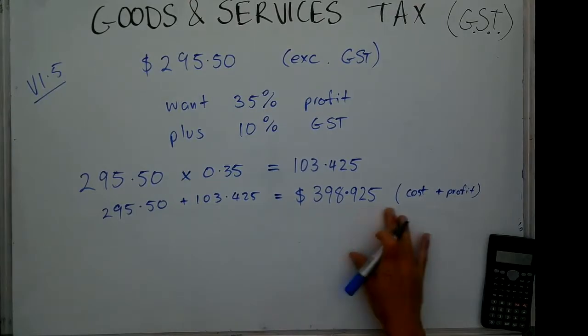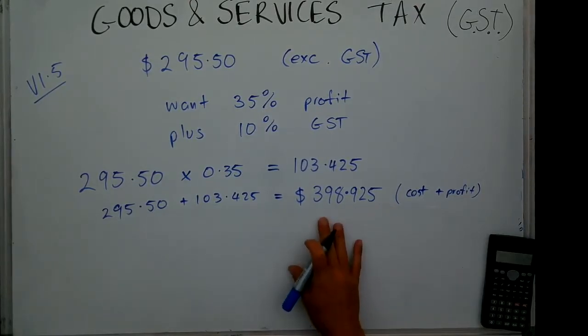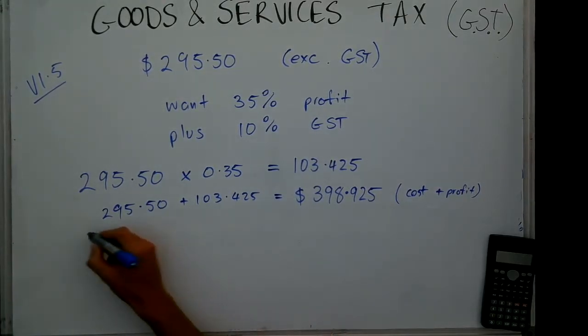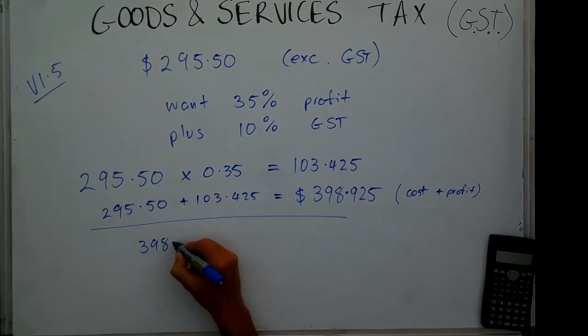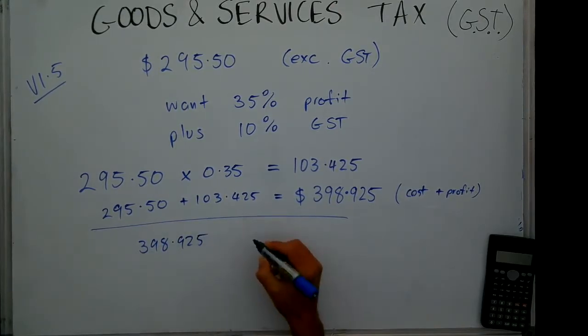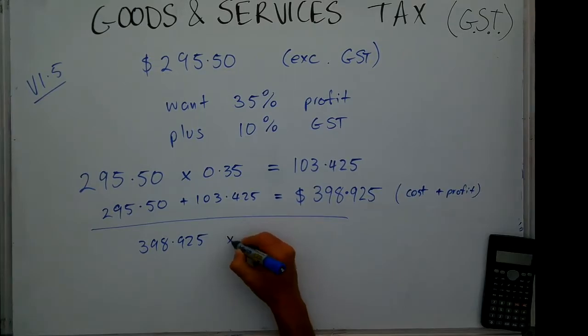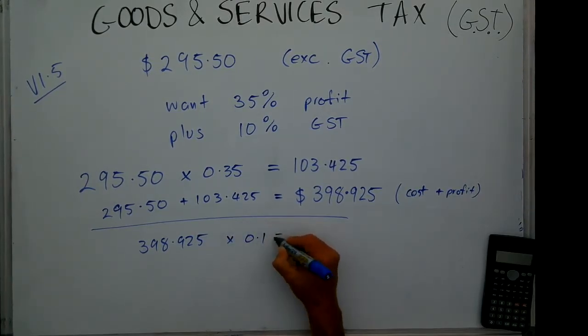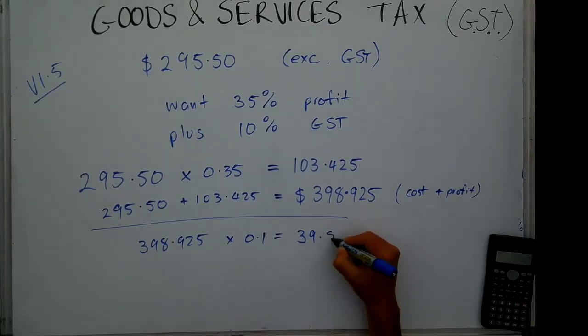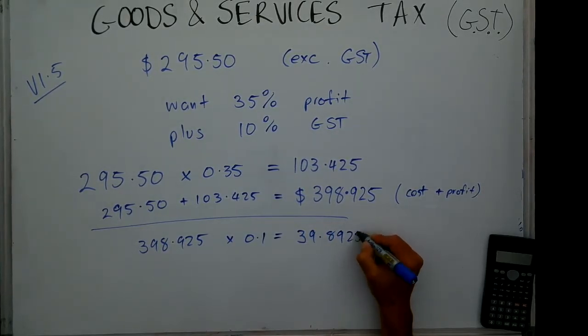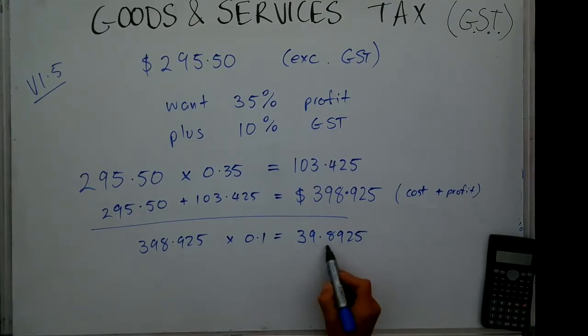But before the retailer can sell that to someone, they have to include the GST. So part 2 is 398.5 times 0.1 equals $39.95. So I've just moved the decimal place one space. And then we add this on.